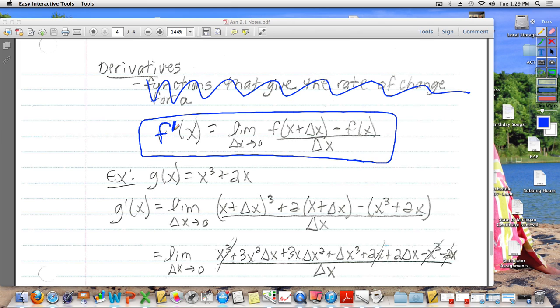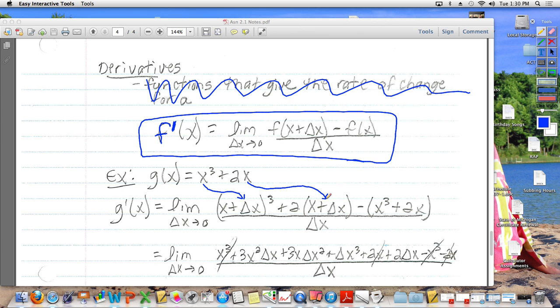So, you have x cubed plus 2x. What we're going to do to find the derivative of this function, which just really means I am calculating the slope of a line tangent to this function, you need to replace the x here with x plus the change in x. Cube it. Plus 2 times x plus the change in x. Are you okay with that? Nothing new. Minus the original function, which is x cubed plus 2x. All divided by the change in x.